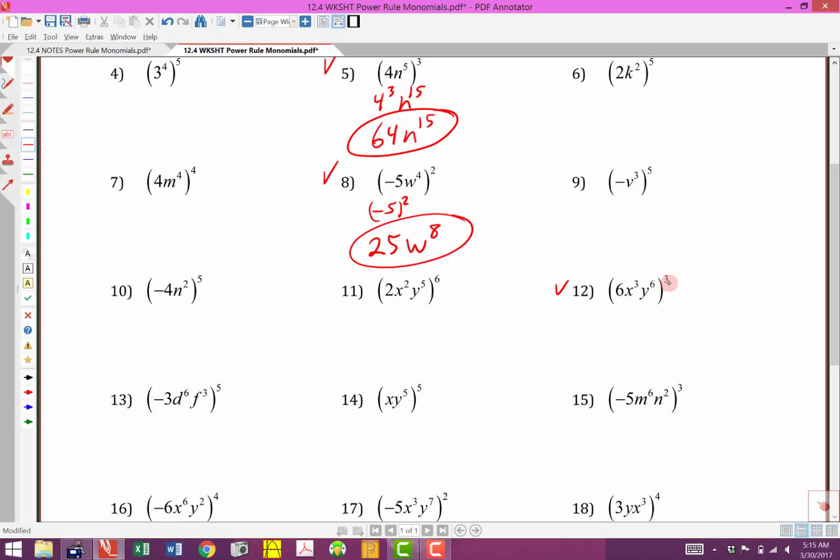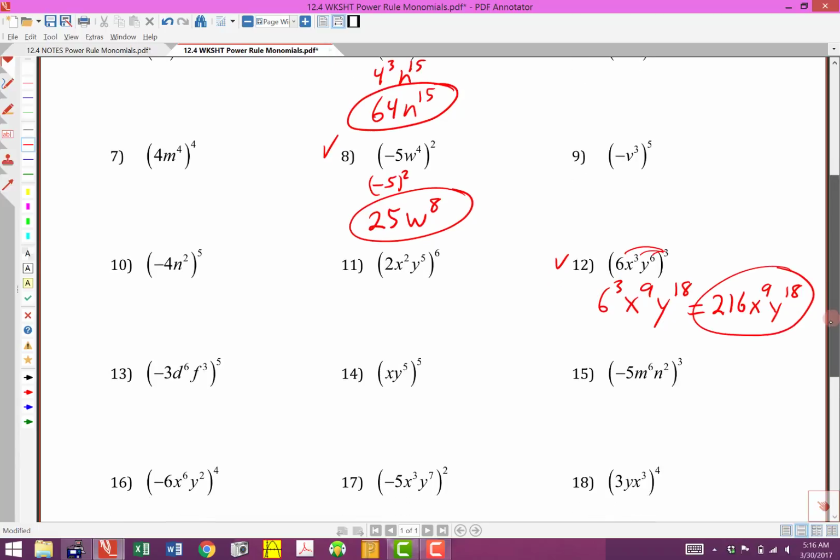Again, give you a little head start. It's kind of like distributing here through to all of these. 6 to the 3rd, x to the 3 times 3, 9, y to the 6 times 3, 18, and again I think we've seen that number before. That is 216, so definitely under our threshold, and then we'd have x to the 9th, y to the 18th. Circle that and we're done.